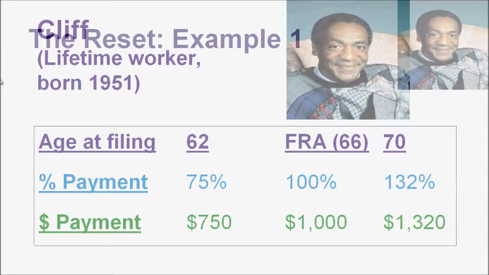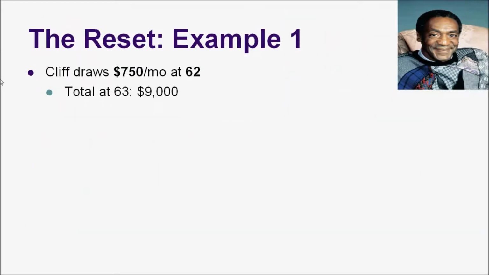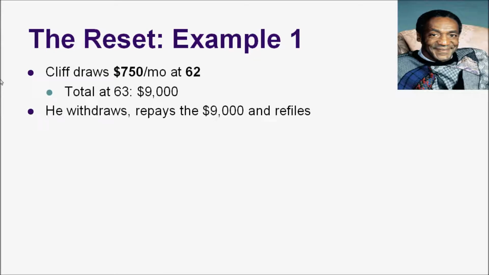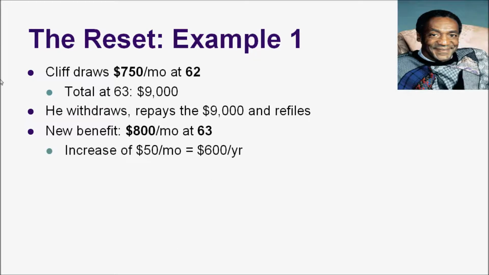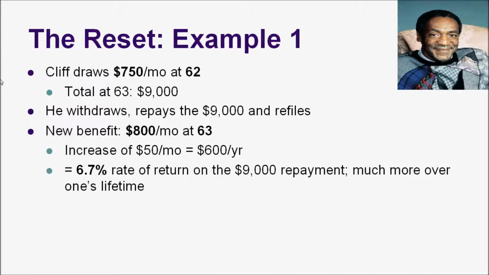Okay, so let's go over an example here of Cliff. He draws $750 at 62, so in that year he's taken a total of $9,000 out. He withdraws, he repays the $9,000 and refiles. Now his new benefit is $800 a month. Notice how it used to be $750 and now he's going to get $800 a month. So it's an extra $50 a month or $600 a year. He basically made nearly a 7% rate of return on the original $9,000.